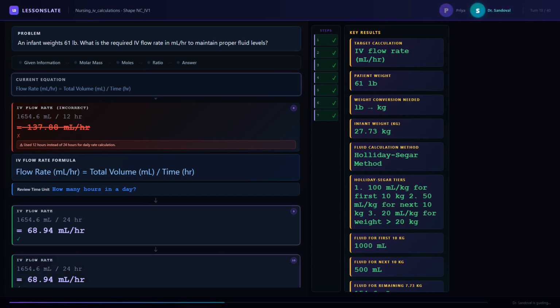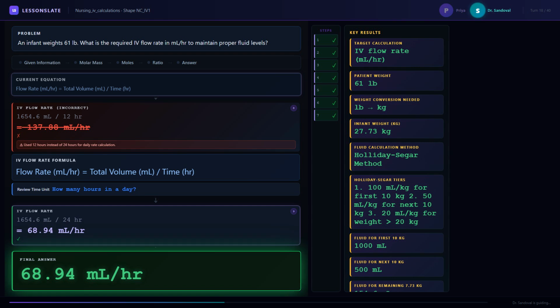Yes, that's exactly right, Priya. By dividing the total daily fluid requirement of 1,654.6 milliliters by 24 hours, you get 68.94 milliliters per hour. This is the correct IV flow rate to maintain proper fluid levels for this infant. Congratulations, you've solved the problem. To summarize, we first converted the infant's weight from pounds to kilograms, then used the Holliday-Segar method to calculate the total daily fluid requirement, and finally divided by 24 hours to find the hourly IV flow rate.